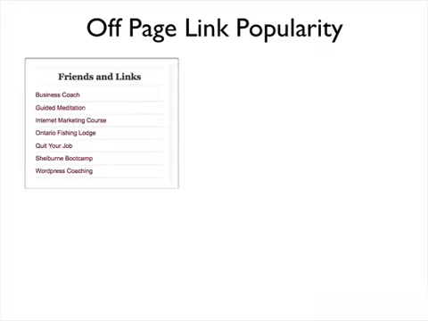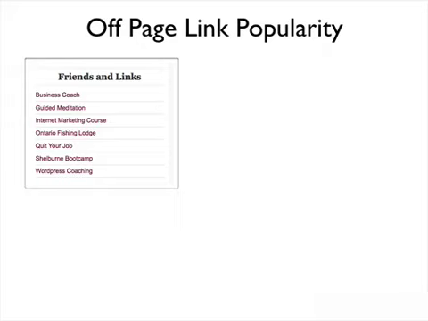The fourth and probably most important SEO strategy that you're going to need to learn is off-page link popularity. The way this works is the number of sites that link to you and the quality of those websites will determine how high you rank. And it's done in a certain way.